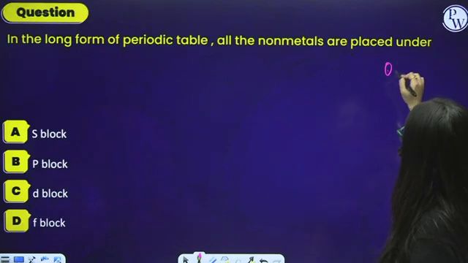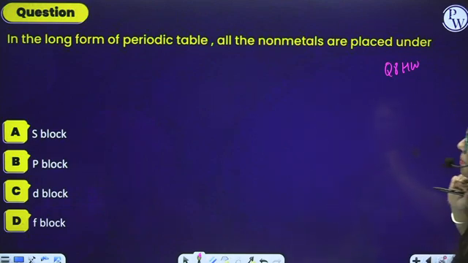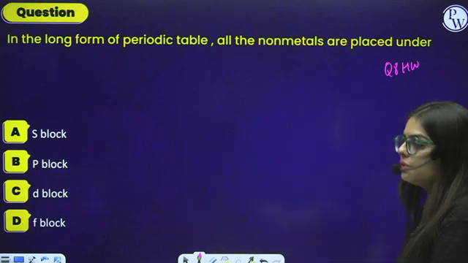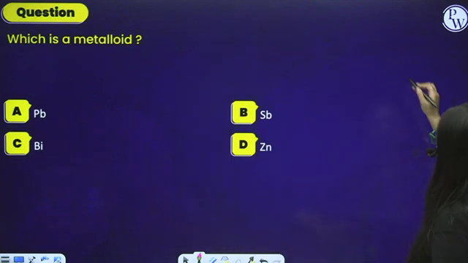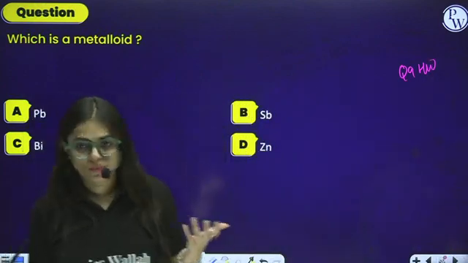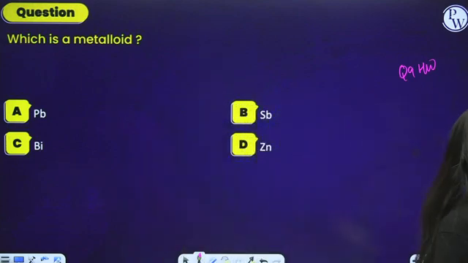Question number 8 as your homework is, in the long form of periodic table, all the non-metals are placed under which block? Okay, clear? You can pause the video and see the question. Moving on to question number 9. Which is a metalloid? That means which holds both the properties of metals and non-metals. So you have 4 options over here. This is your question number 9.